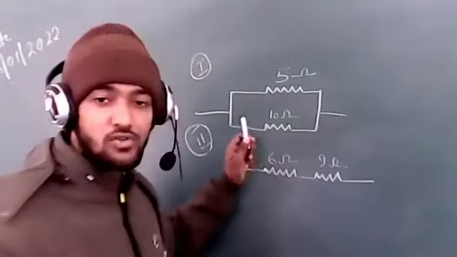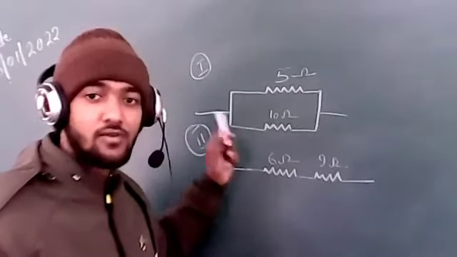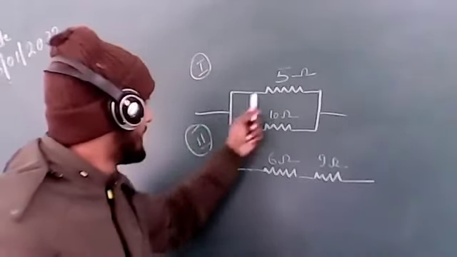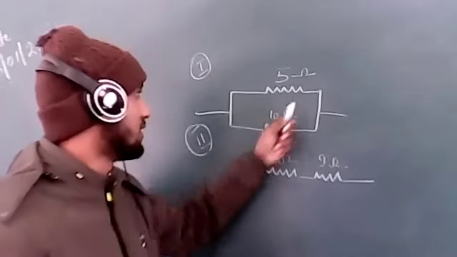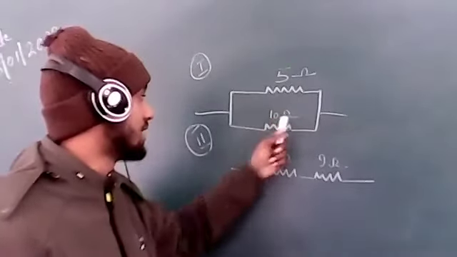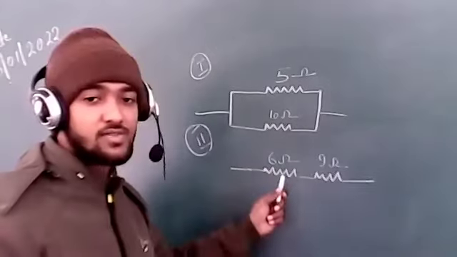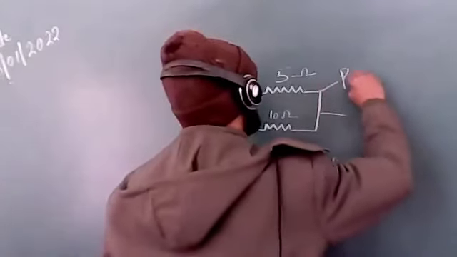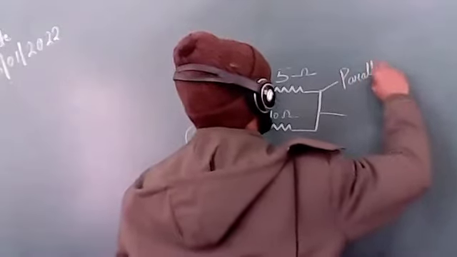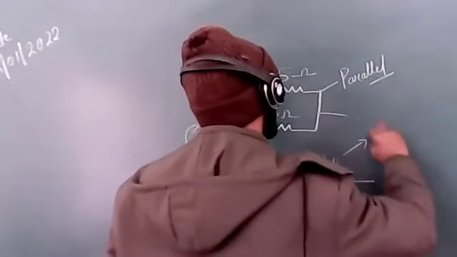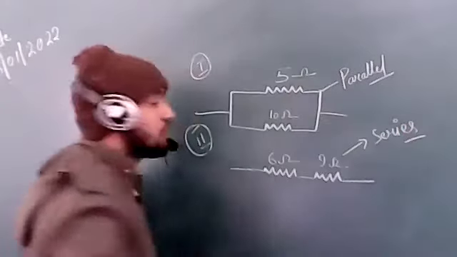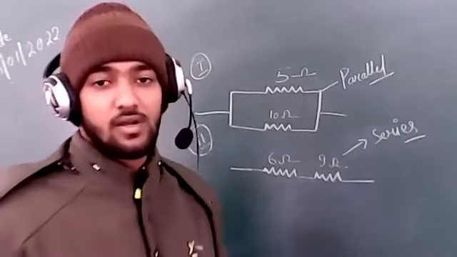If you have gone through the exercise solution, you have solved the exercise, so you know that this combination is a parallel combination of the resistors, and this is a series combination. So the first one is parallel and the second one is series. Now you have to calculate the equivalent resistance.